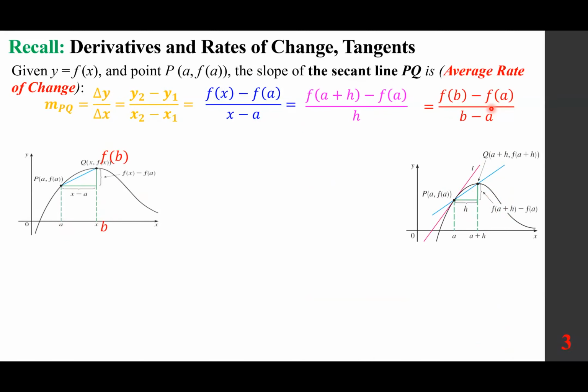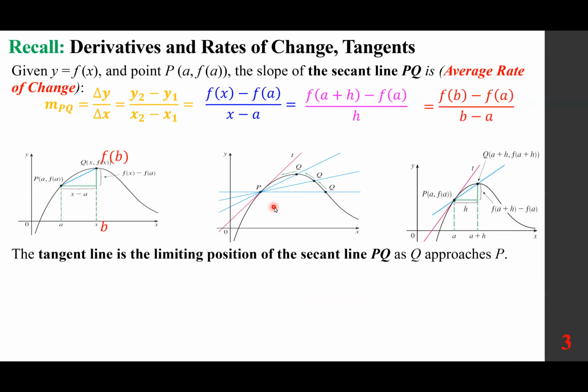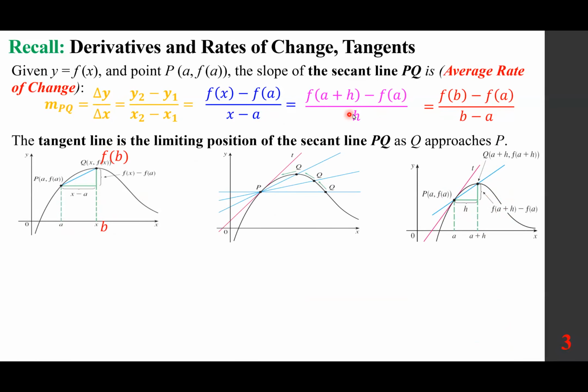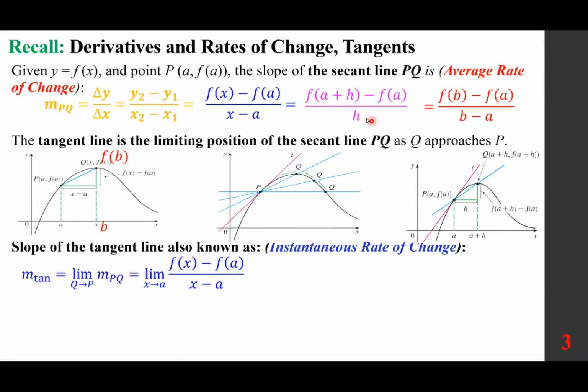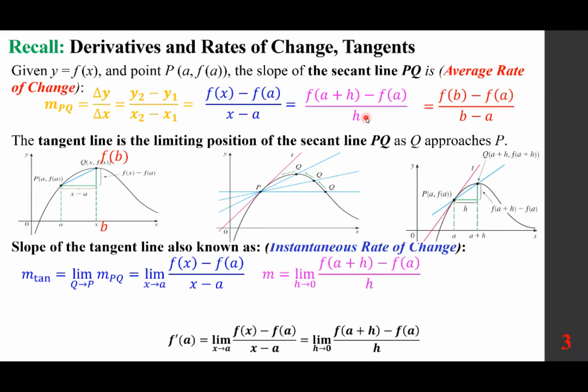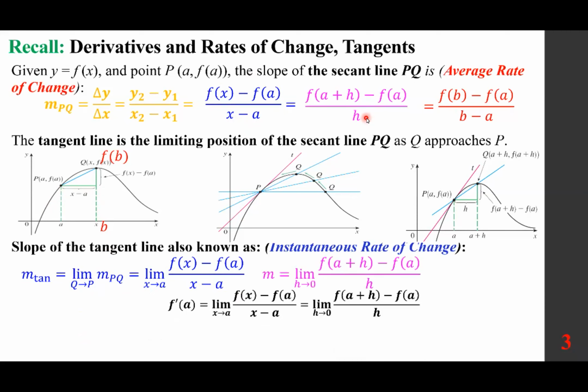Given 2 points, find the equation of a secant line. Now, as Q approaches P, we get to the red line, which is the tangent line. And therefore, we can find the slope of a tangent line as the limit of the slope of the PQ as Q approaches P. We go with this formula, x approaches a, in this case, h approaches 0. And so that's f prime of a, or m.